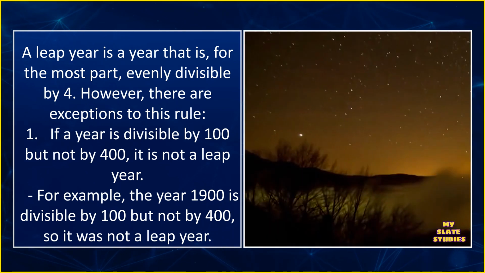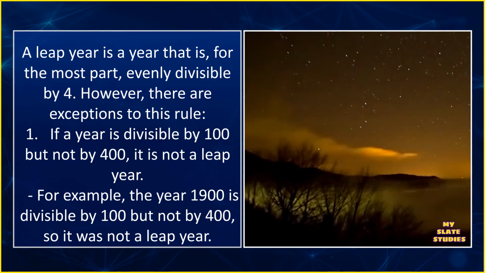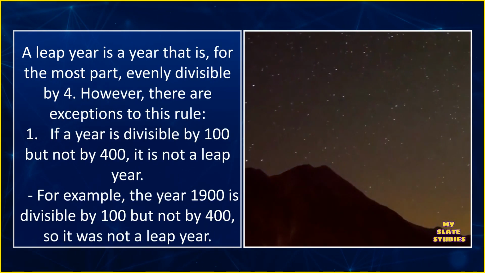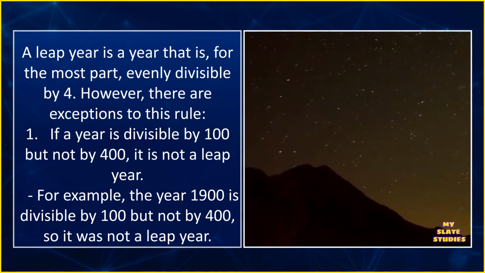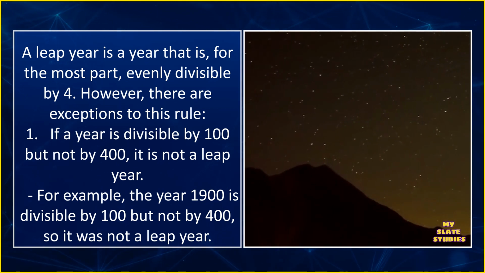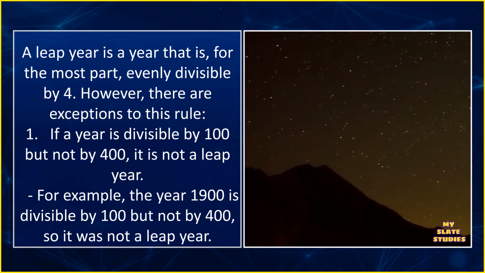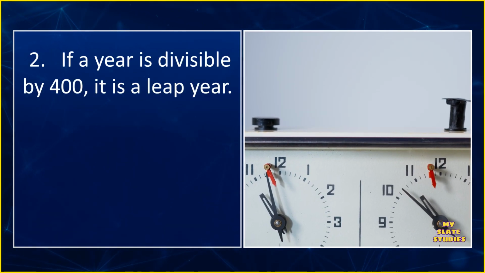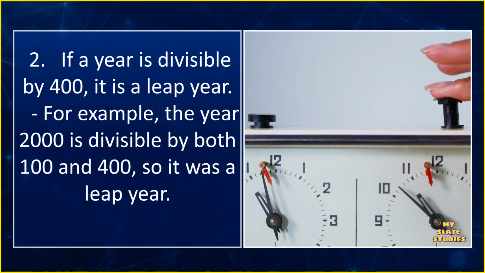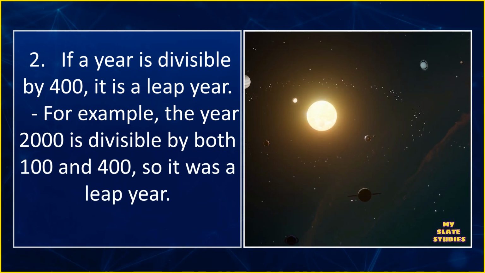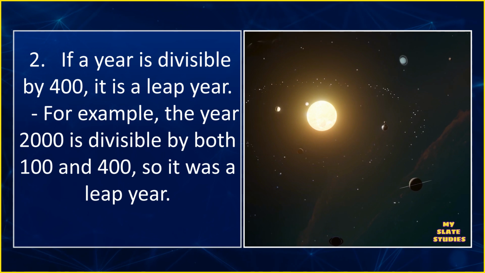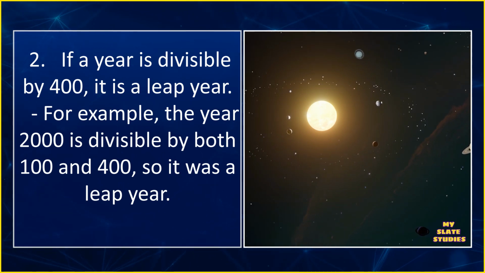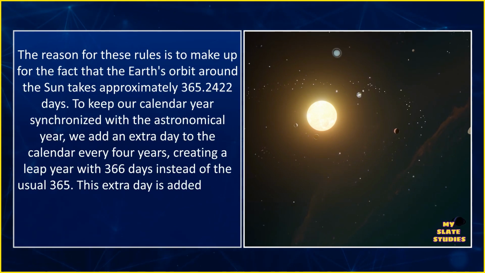A leap year is a year that is, for the most part, evenly divisible by 4. However, there are exceptions to this rule. 1. If a year is divisible by 100 but not by 400, it is not a leap year. For example, the year 1900 is divisible by 100 but not by 400, so it was not a leap year. 2. If a year is divisible by 400, it is a leap year. For example, the year 2000 is divisible by both 100 and 400, so it was a leap year.